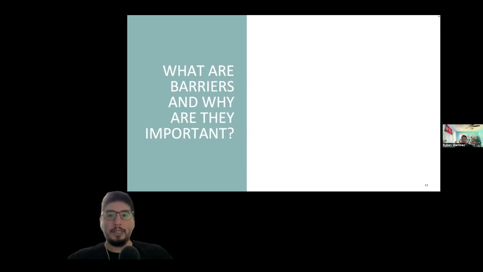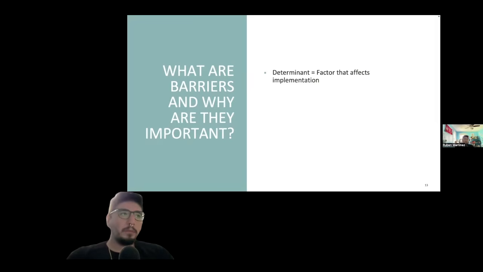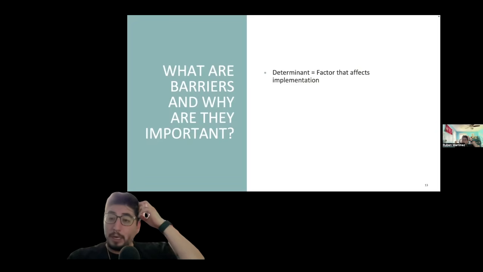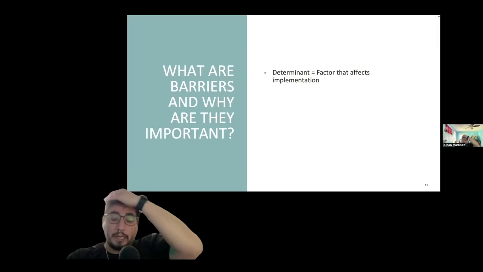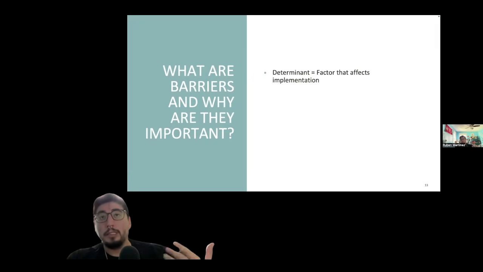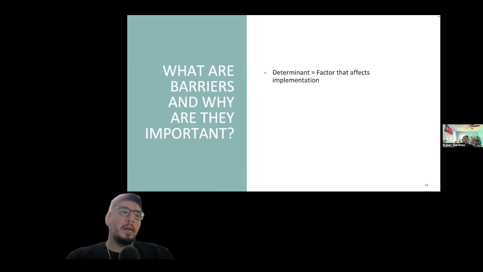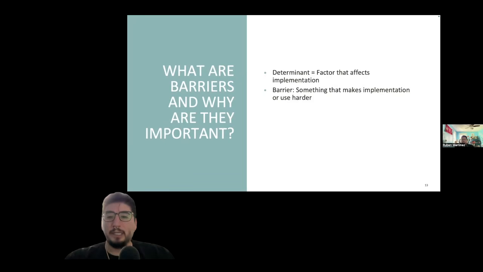All right, so now we're going to talk about what are barriers or determinants and why are they important? So a determinant is any factor that affects implementation, a factor that determines the success or failure of our implementation. Oftentimes what we're thinking about are perceived determinants early on, like what do you think is going to influence implementation? But oftentimes we also look at actual barriers too, so things that really got in the way, as we look backwards. So a barrier is anything that makes implementation or use of your thing harder.